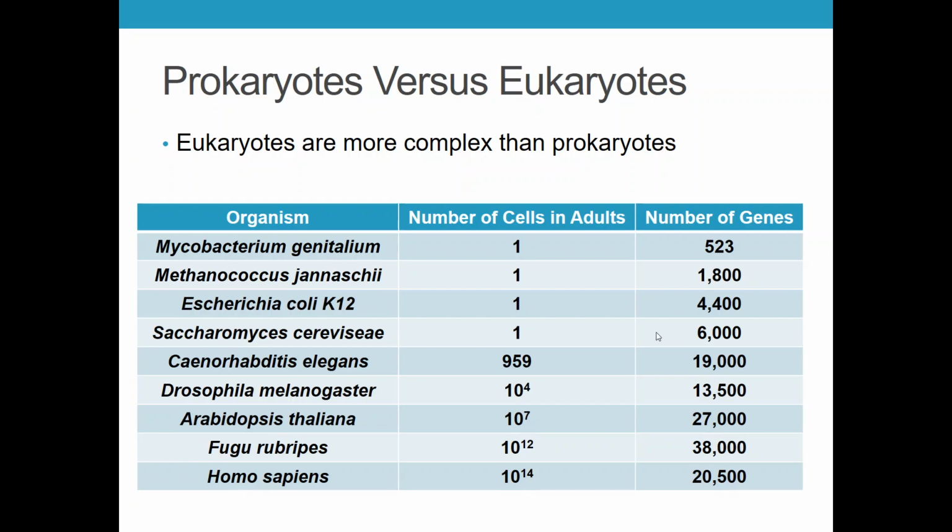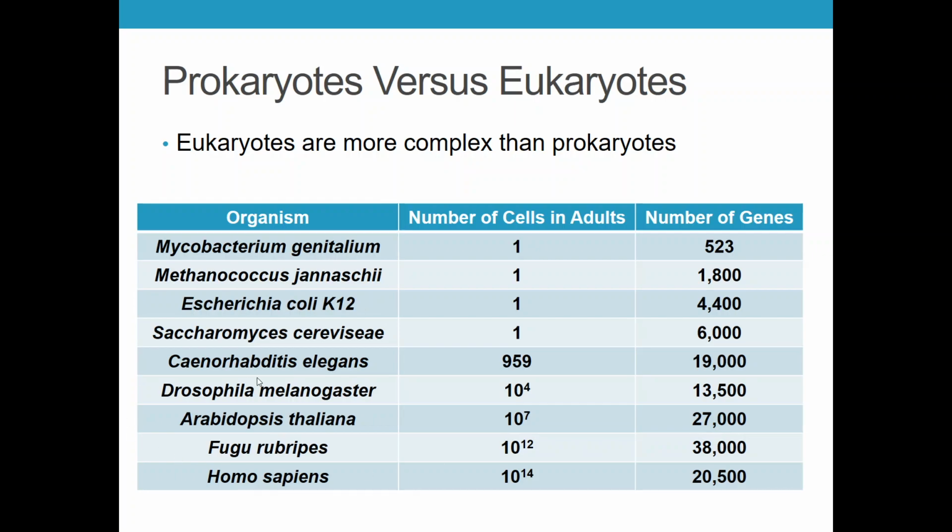But yeast here still has about 6,000 genes. So we are sort of working our way up in terms of complexity. We go from about 500 genes to 6,000 genes. But these are all single-celled organisms. Now, as soon as we start moving into multicellular organisms, which are all going to be eukaryotic in nature, the complexity goes up quite a bit.